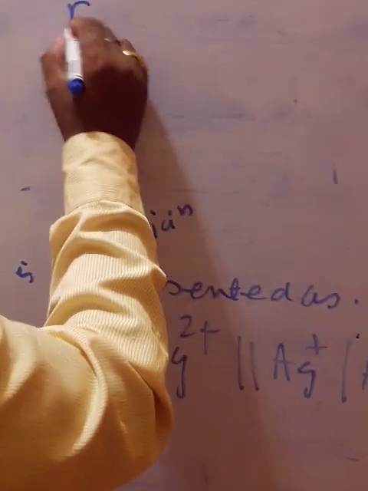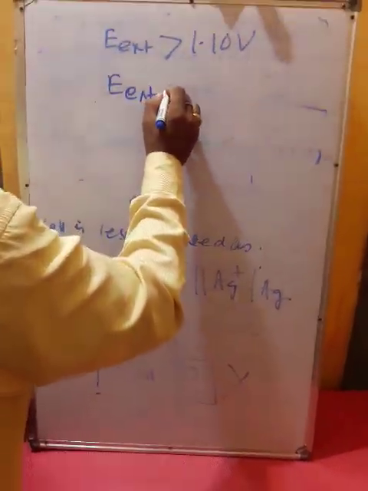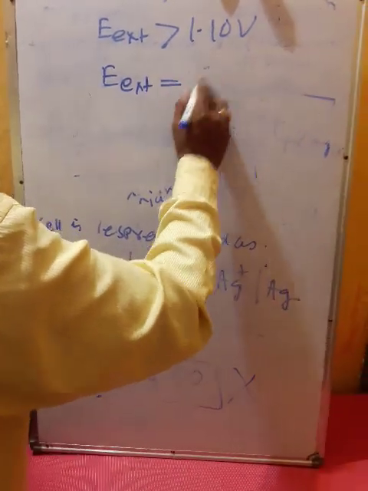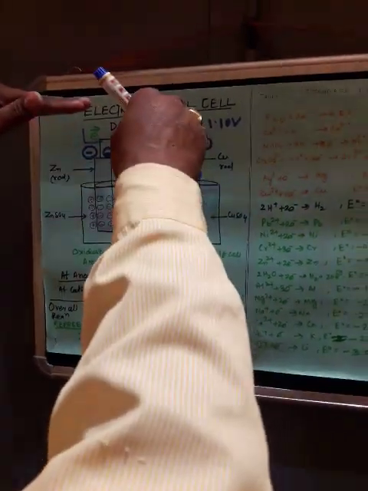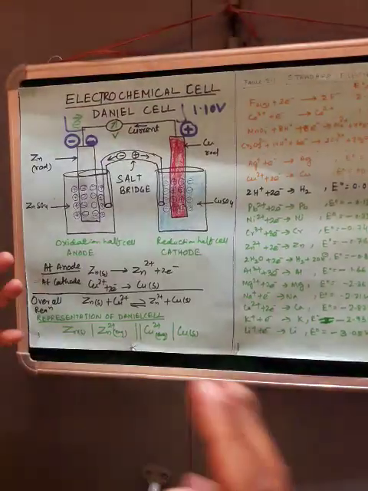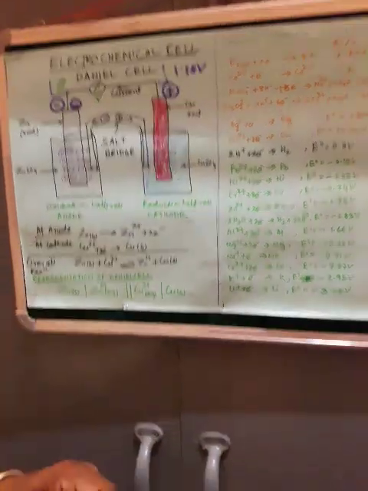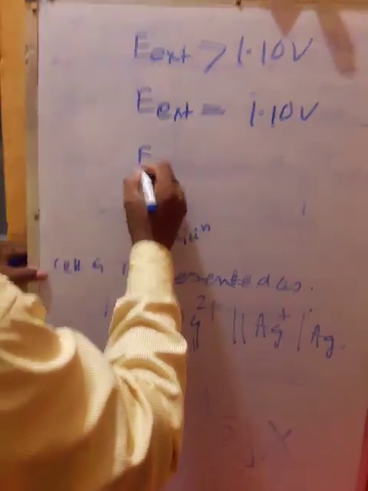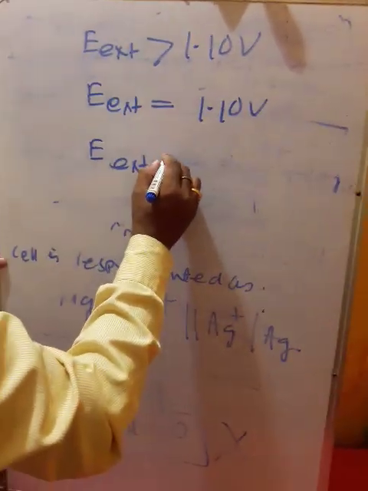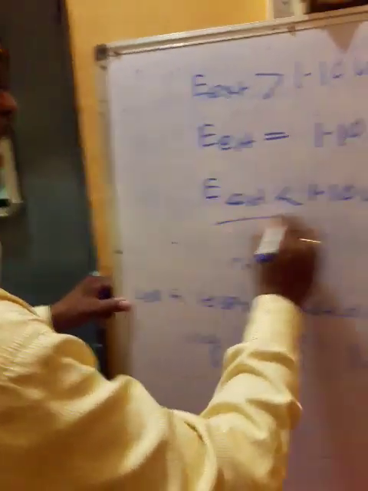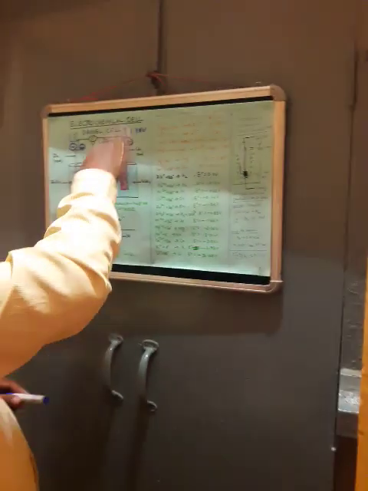Now if E external is equal to 1.10 volt, both forces oppose each other, and the outside battery gives 1.10 volt. There will be no work done by the cell. And third, if E external is less than 1.10 volt, then again this cell goes on producing electricity.